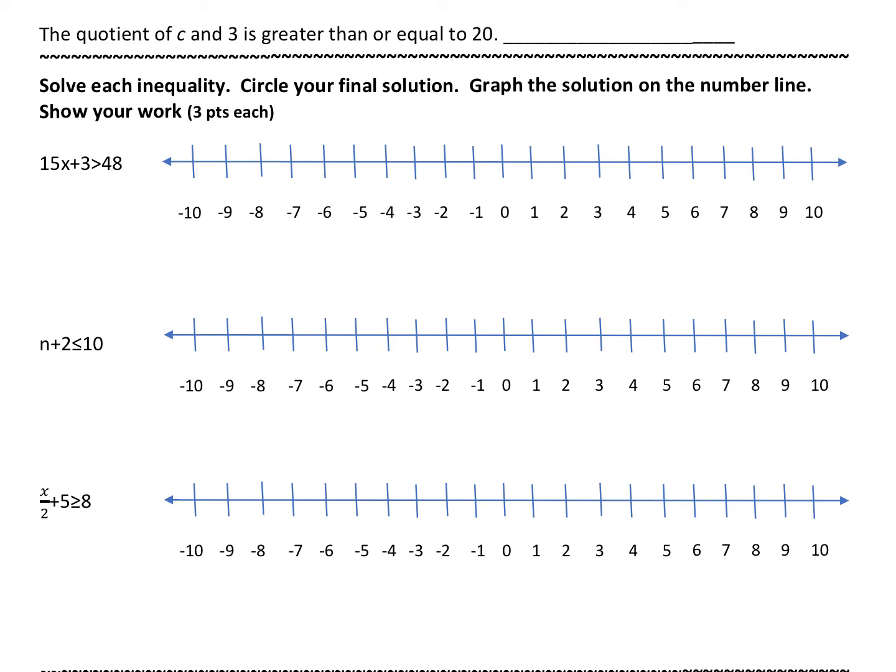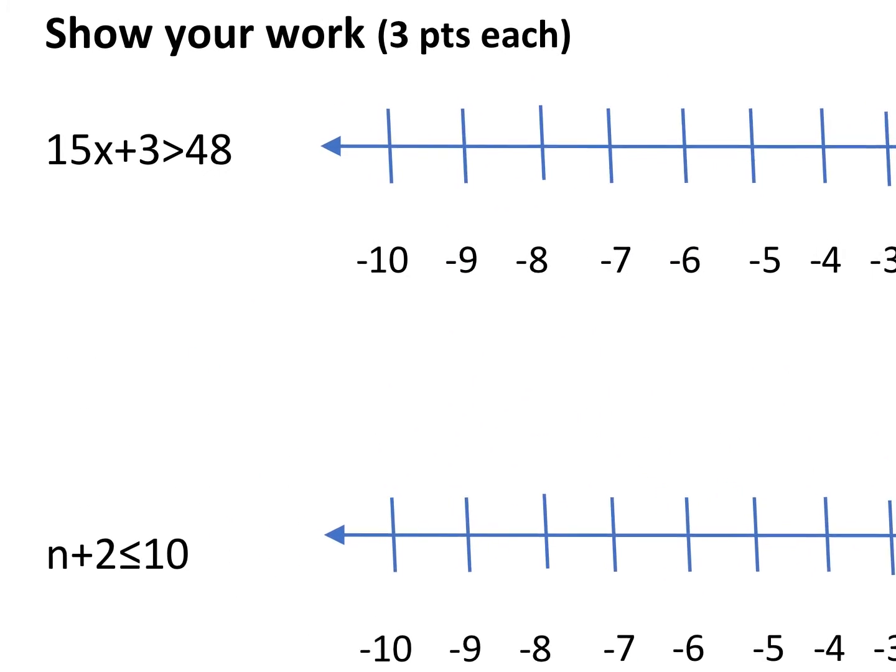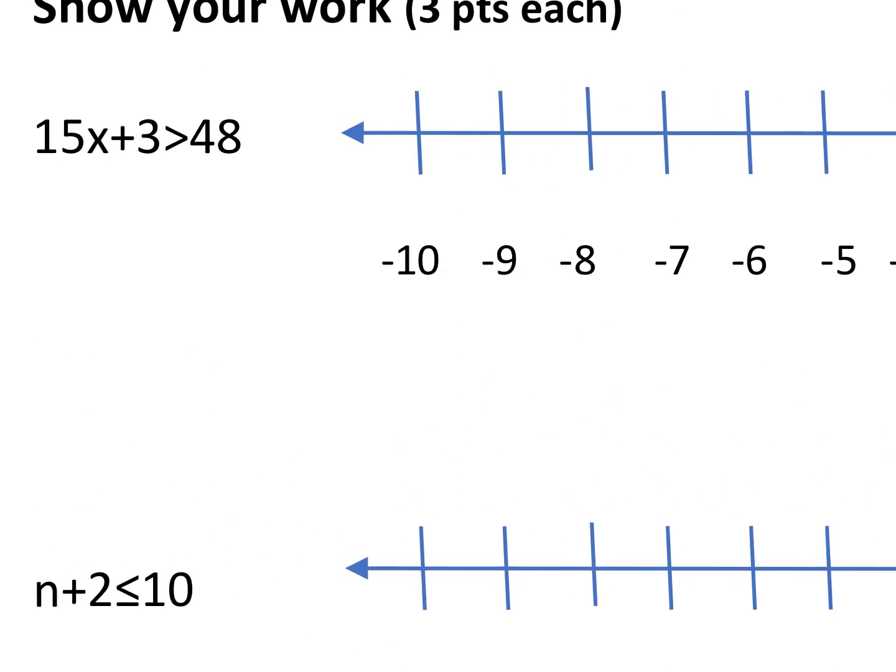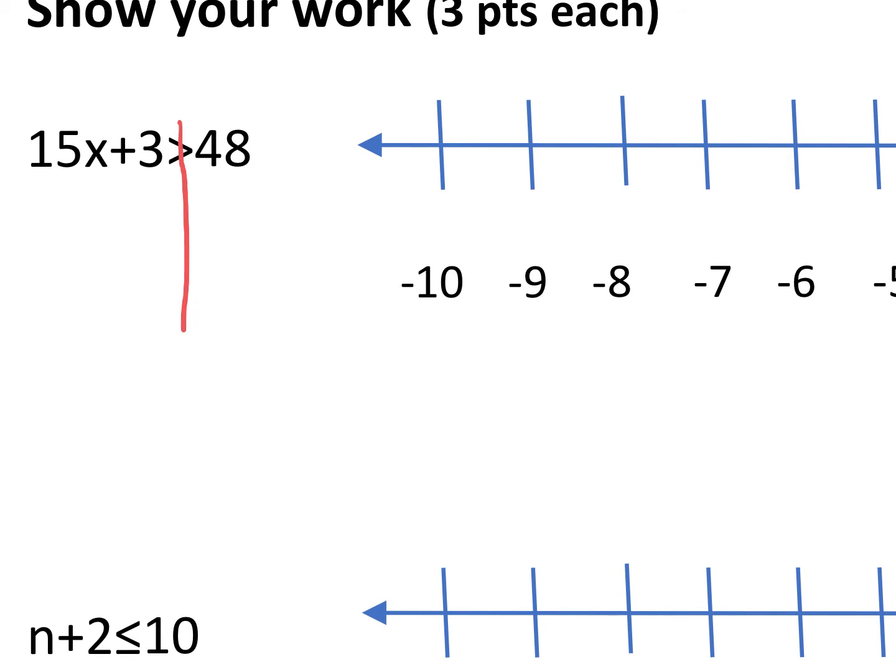So the first thing we need to do when we're solving and graphing inequalities is we need to solve each inequality by isolating the variable. So we're going to do that the same way we solved equations. So we're going to draw that line and we're trying to get x by itself. So our first step is we need to subtract 3. We're getting rid of any addition or subtraction first. So we're subtracting 3 from both sides to give us 15x is greater than 45.